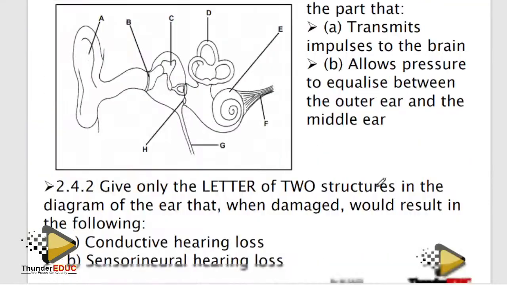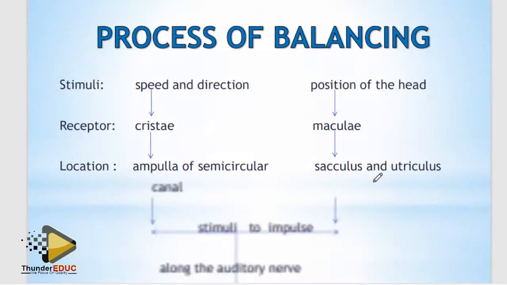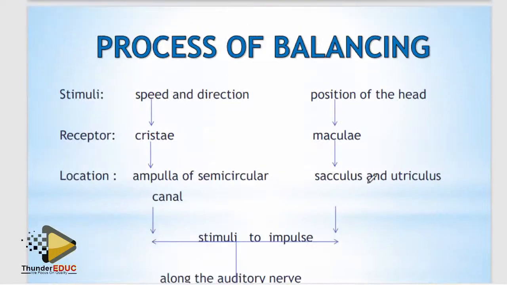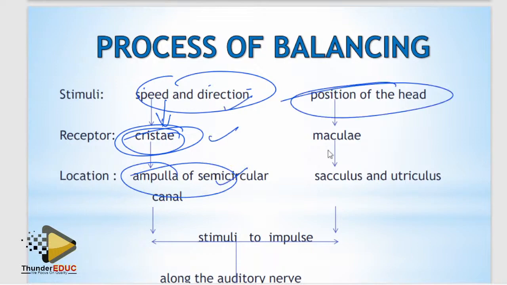Balance, balance, balance. You can use Saidi's model of balance. Change in the speed and direction stimulates the cristae found in the ampulla of the semicircular canal. That's a mark. Change in the position of the head stimulates the maculae found in the sacculus and the utriculus. A mark and a mark and a mark. You see? Now these are the stimuli, okay?